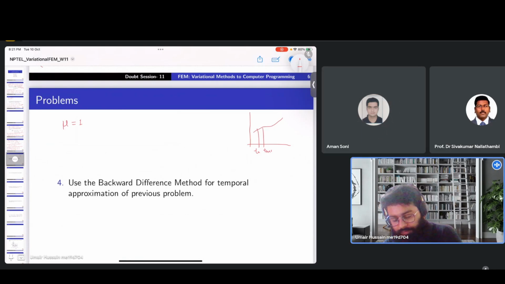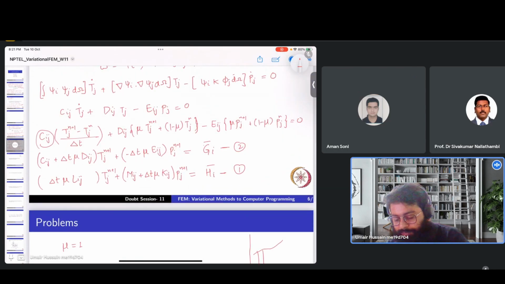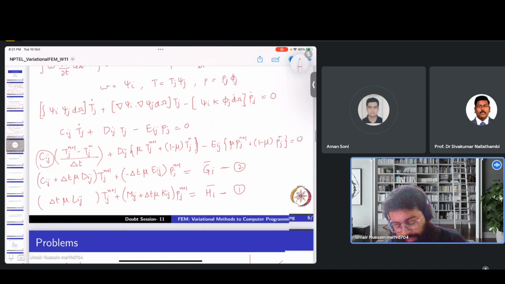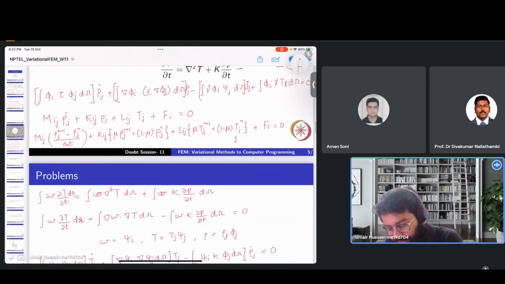Okay, so anyway, for backward difference, we just put mu equals to 1. So these equations we have derived in terms of mu only, so we can just put mu equals to 1 and we will get these equations. When you put mu equals 1 here, you are only left with the mu pj n plus 1 term, and 1 minus mu would be 0, so the pj n terms would go away for mu equals 1, and similarly for tj n. So we use the value at the next time step. That is why this is called forward difference method.